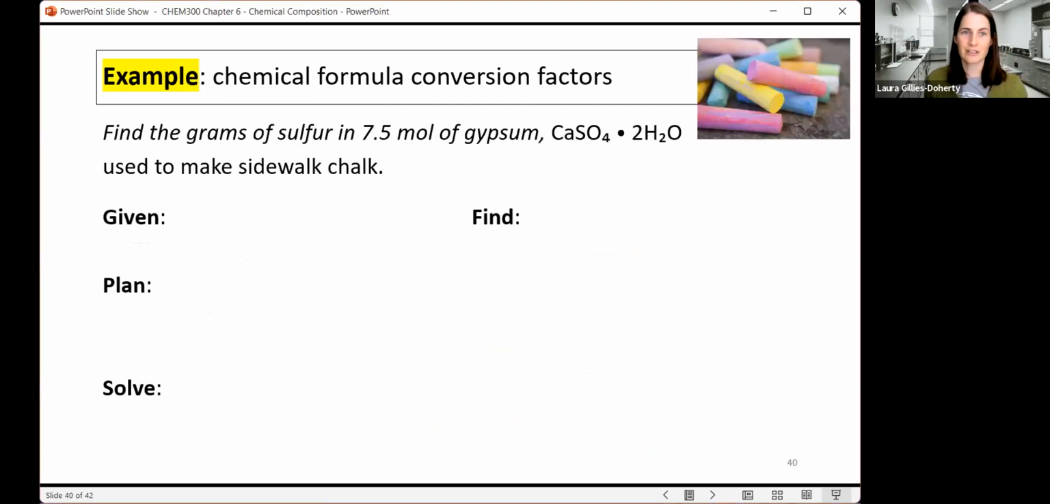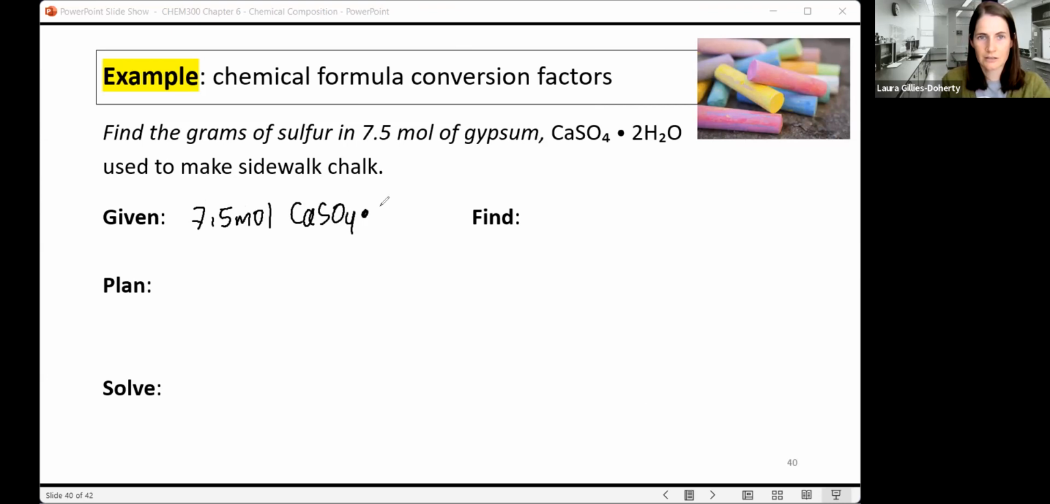Let's do another one. So let's find the grams of sulfur in 7.5 moles of gypsum, which is calcium sulfate dihydrate. This is what's primarily used to make sidewalk chalk. So let's find out how many grams of sulfur we would have if we weighed out 7.5 moles of gypsum. So we're given 7.5 moles of calcium sulfate dihydrate, and we want to find grams of sulfur.